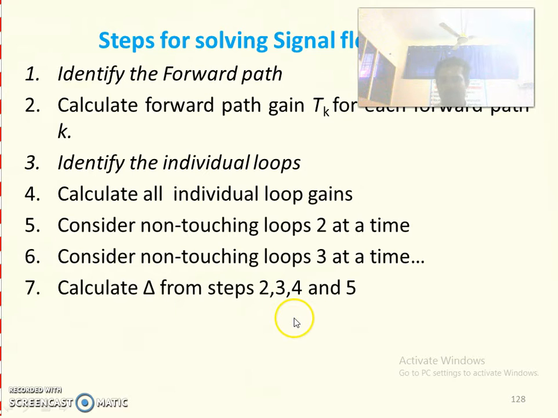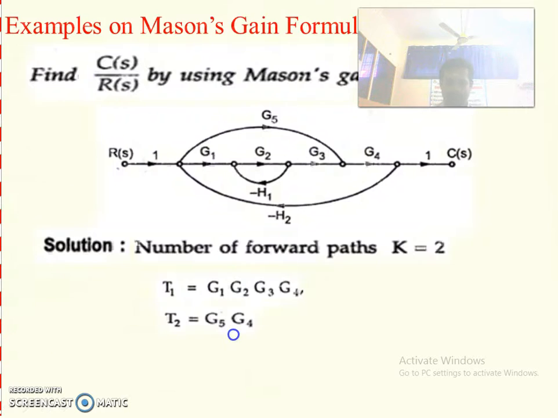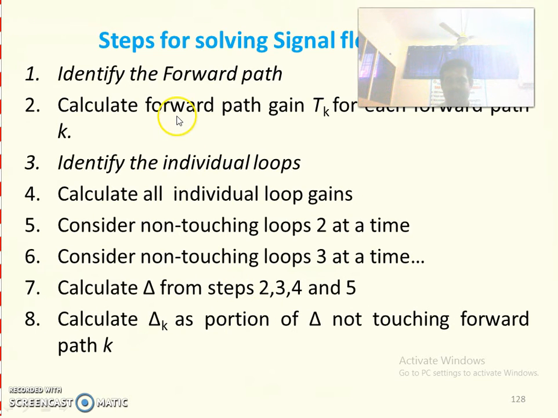Next we have to calculate delta from steps 2, 3, 4 and 5. Then after calculating delta, we have to calculate delta k as the portion of delta not touching the forward path k. These are the steps in solving the signal flow graph.